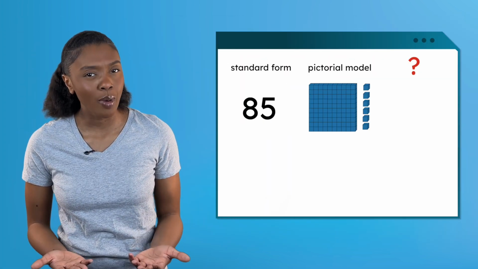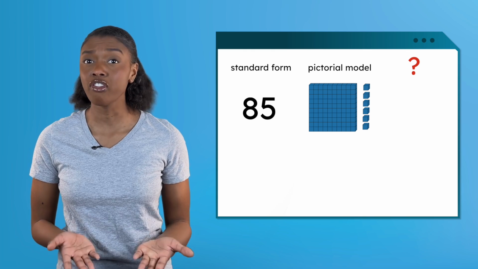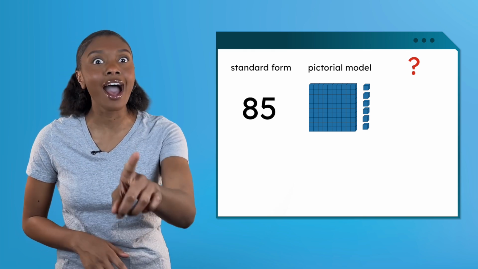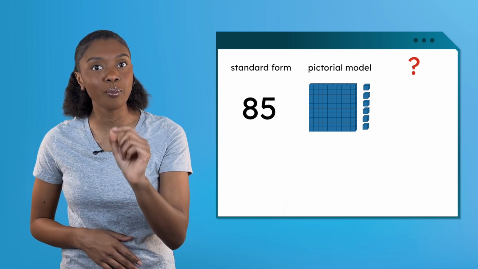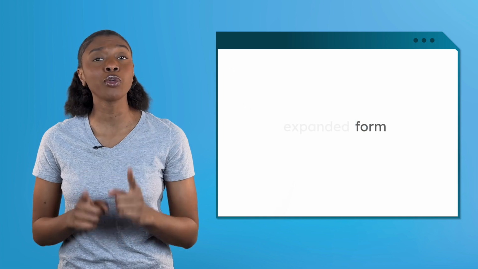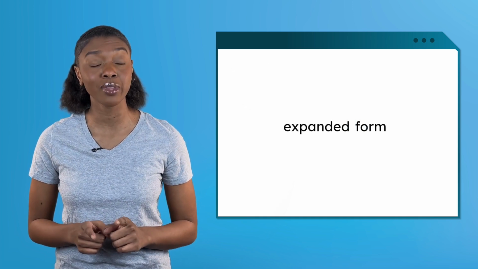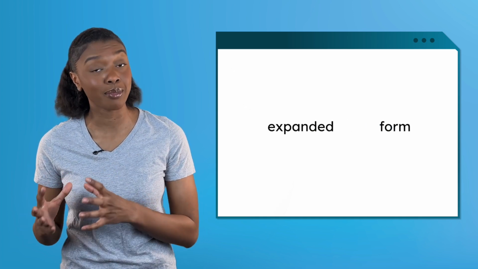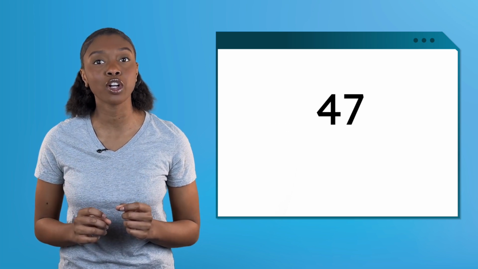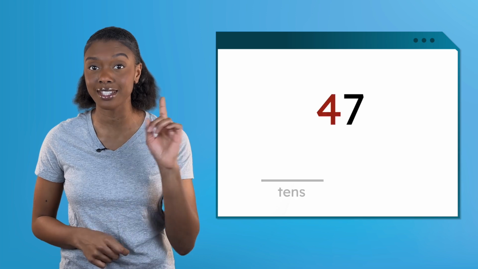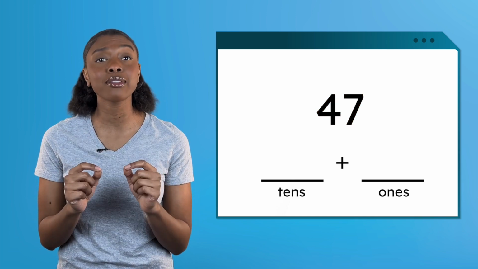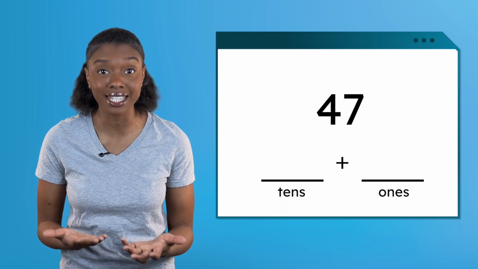Can you think of another way to represent numbers? So far, we have standard form, a pictorial model. Aha! The math quest also mentioned expanded form. Let's give that a shot. When we represent a number in expanded form, we decompose or break a number apart according to place value. So, in a 2-digit number, we would break it into 2 parts, tens and ones. The important part here is to think about the number that each place is representing.